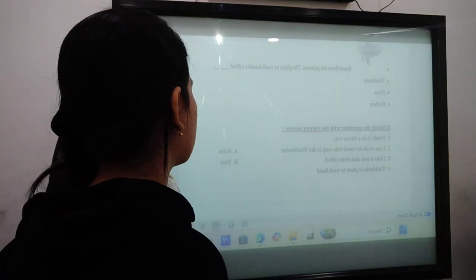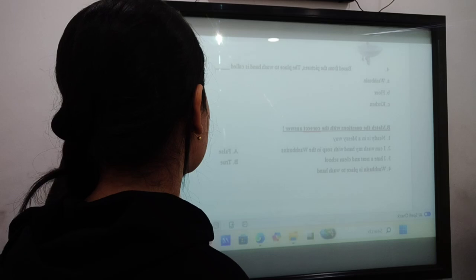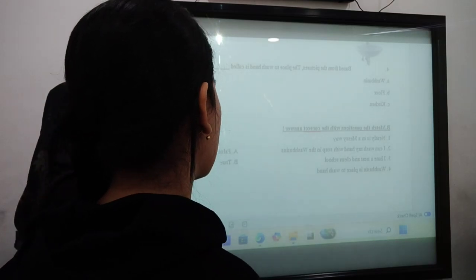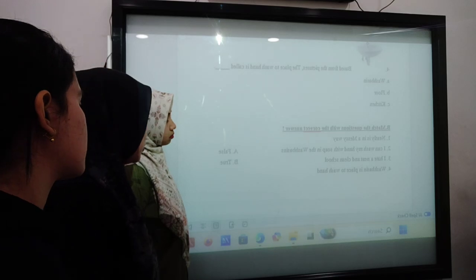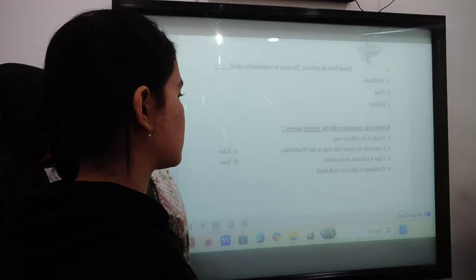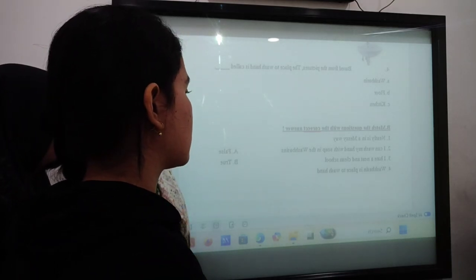False. I can wash my hand with soap in the wash machine. True. I had a neat and clean school. False. Wash machine is placed to wash, and true. Okay, this one, why is it false, why is it true?